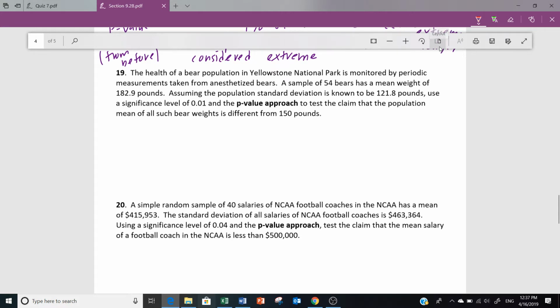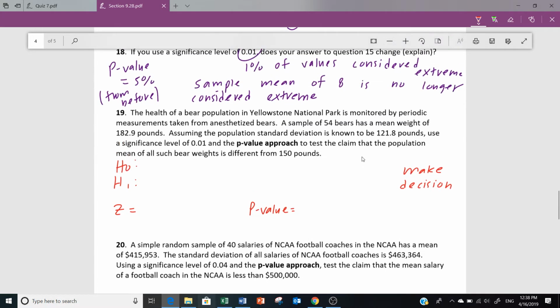Okay, for number 19, we're going to want to calculate our null and alternative hypothesis like usual. Then you're going to calculate your test stat. And then you want to calculate your p-value. And then you're going to make your decision. Let's try number 19 in groups of 2. You could just jump right in with your groups.